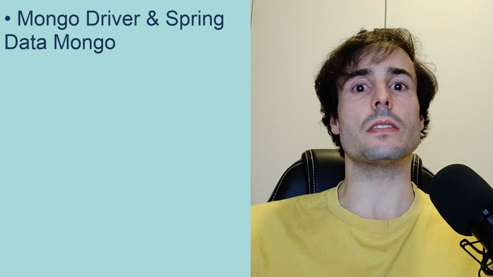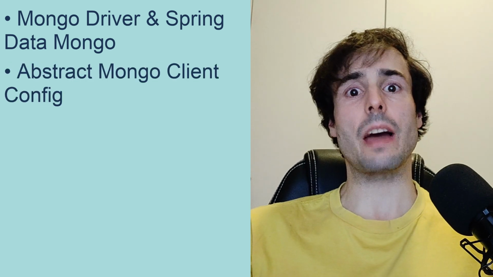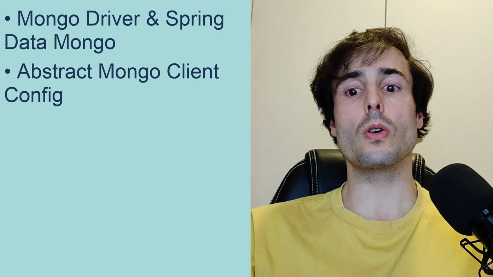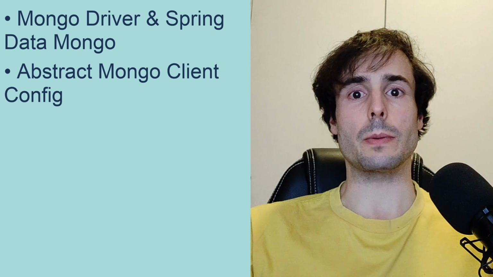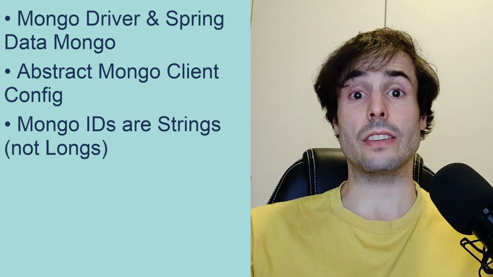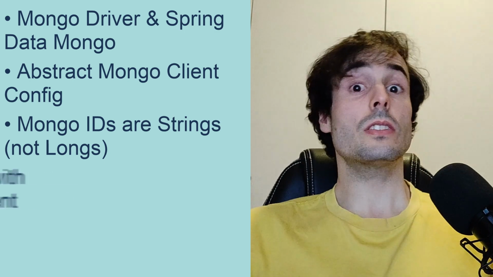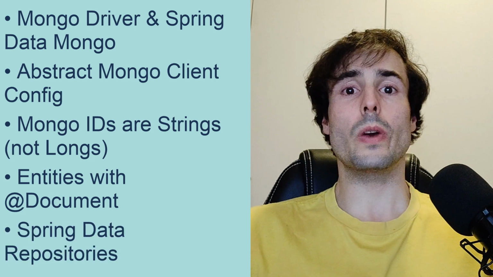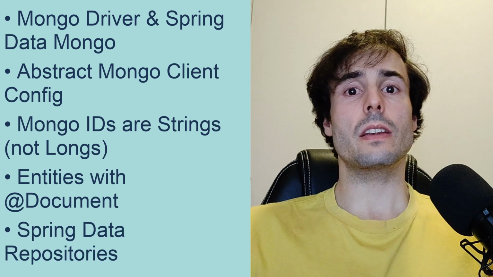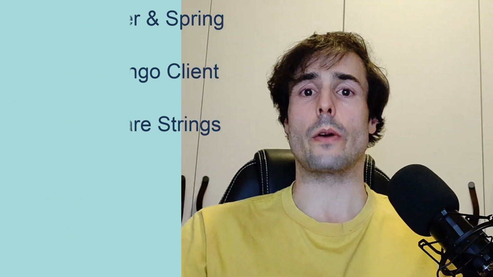Okay, let's make a quick recap. I've added two dependencies, the Mongo driver and Spring Data Mongo. I've extended an abstract configuration of the Mongo client to indicate the database name and the credentials to connect to the database. I have to take into account that the IDs with Mongo are strings and no more longs. I've created the entities to reflect the schema in Mongo, and I've created the Spring Data repositories with my needed queries. I've used some built-in queries and some custom queries.